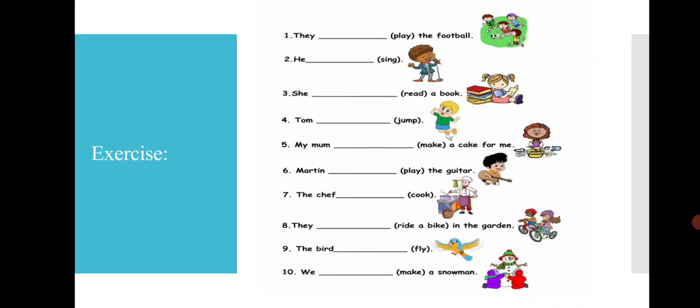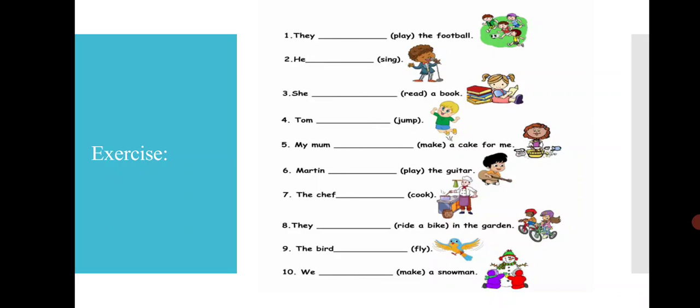The next eighth example is they dash ride a bike in the garden. They ride a bike in the garden is an example for simple present tense. They are riding a bike in the garden is an example for continuous tense. They have ridden. Ride is the present form, rode is the past form, the past participle is ridden. So, they have ridden a bike in the garden is an example for perfect tense. They have been riding a bike in the garden is an example for perfect continuous tense.